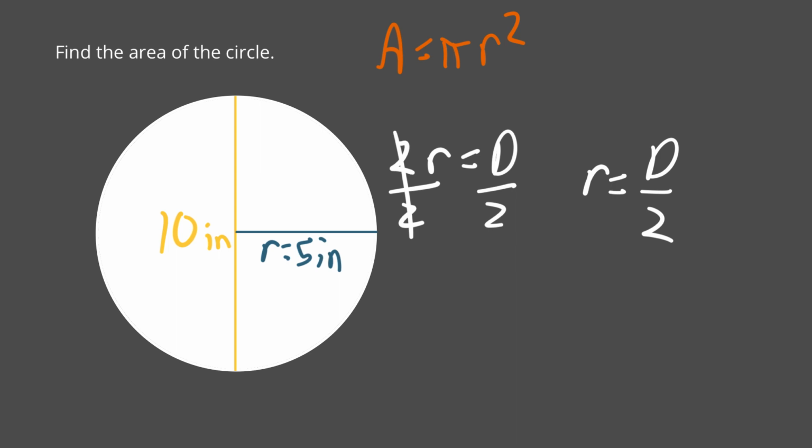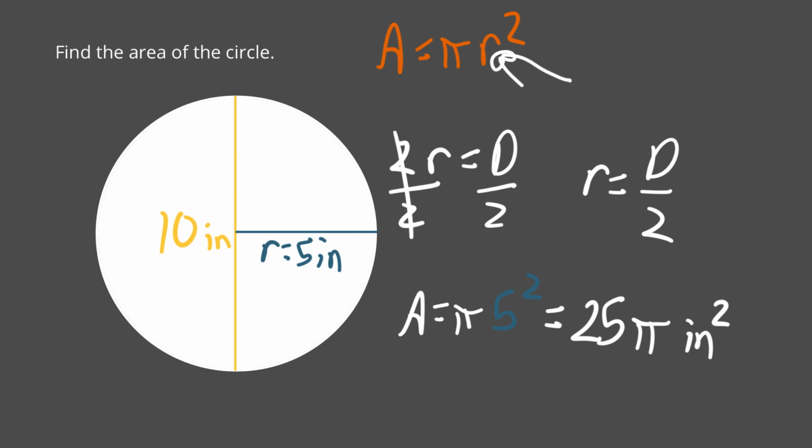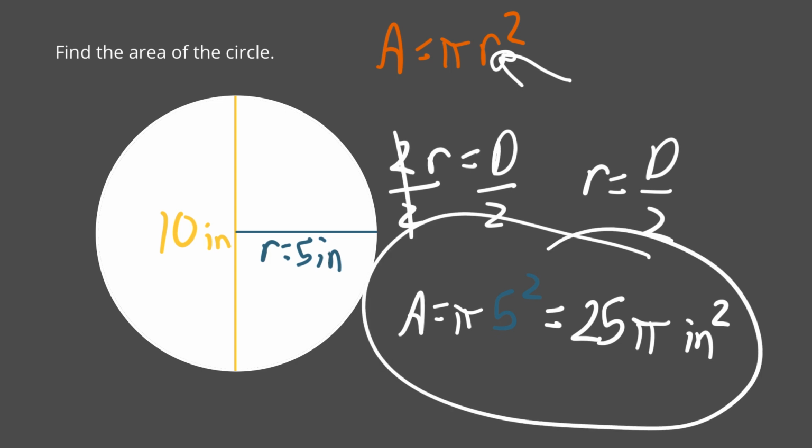Now we can plug it into our formula and solve. Area equals pi times our radius, which is 5 squared. 5 squared gives us 25 pi. Now, you may think that our units are inches, but that's not true. Whenever we find area, our units will be squared. So in this case, we have 25 pi inches squared, or inches to the power of 2. And that's because the formula has radius with units squared. So our final answer is 25 pi inches squared, or square inches.